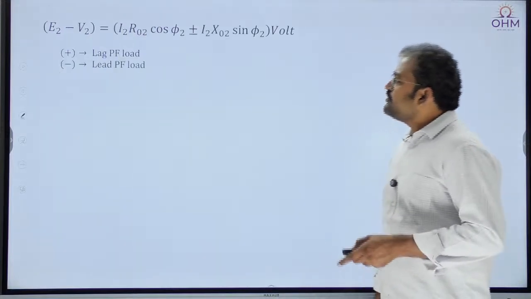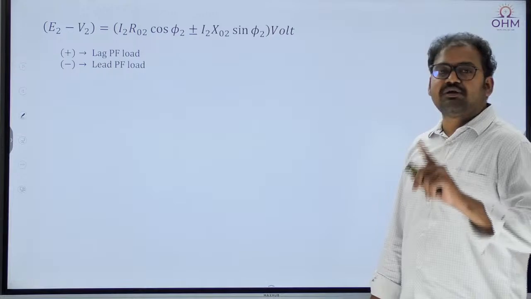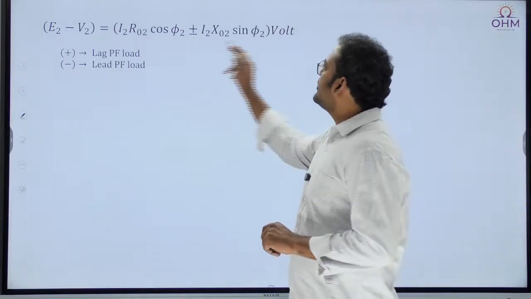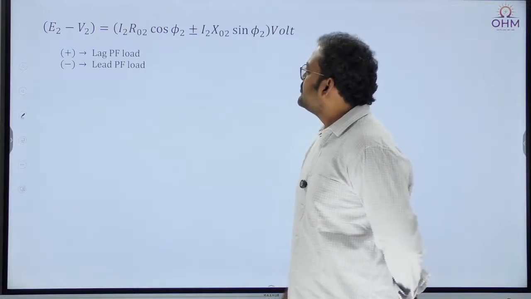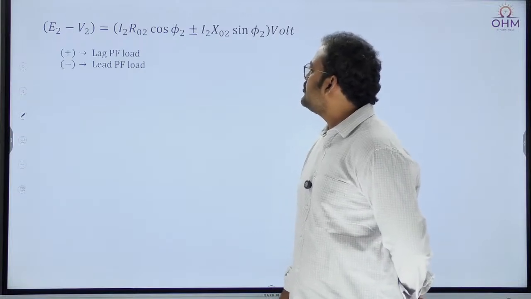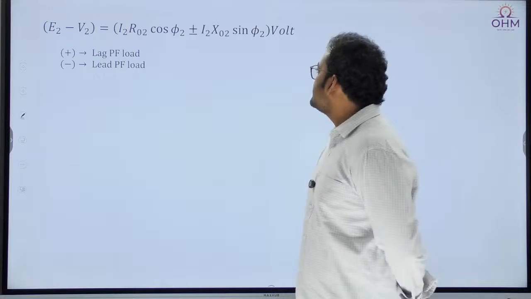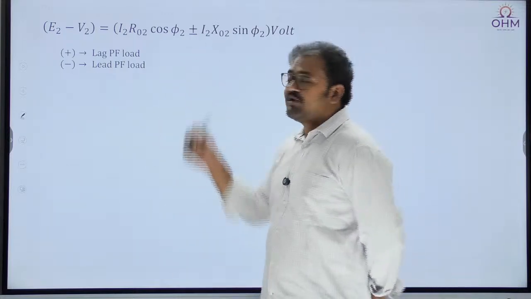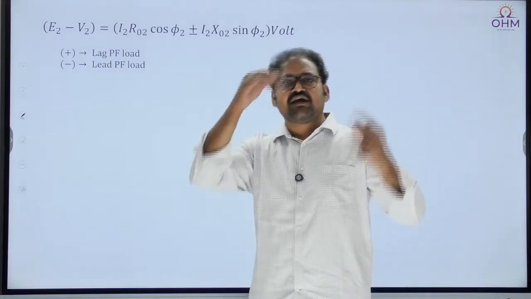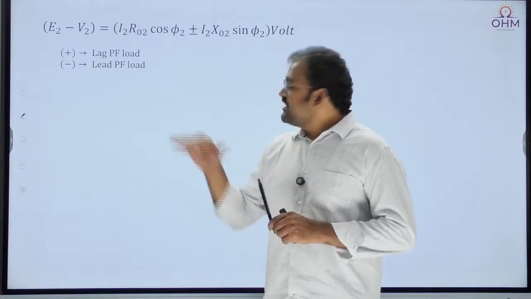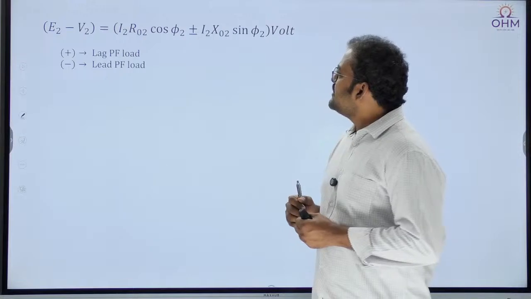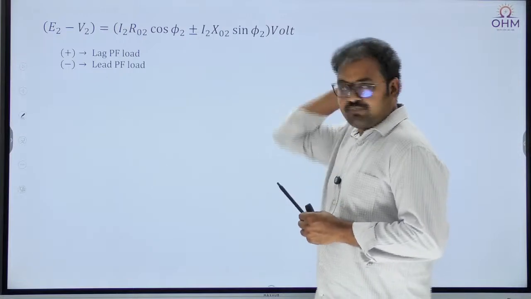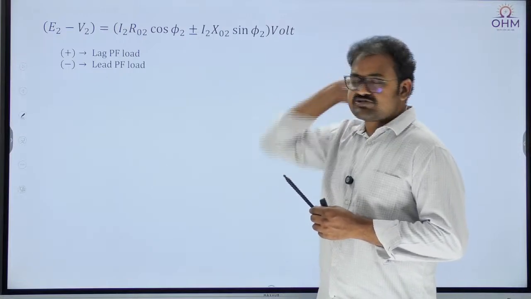But if you want to make it simple with the normal GATE calculator, this is the formula that we are going to use. E2 minus V2 is equal to I2 R02 cos phi 2 plus or minus I2 X02 sin phi 2. Actually, this formula is derived from the phasor diagram of the transformer. The derivation we are not doing. The final formula I have represented here: I2 R02 cos phi 2 plus or minus I2 X02 sin phi 2.